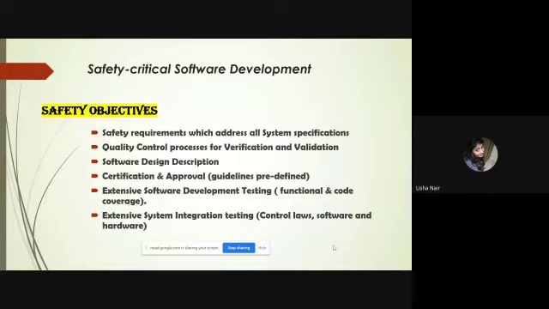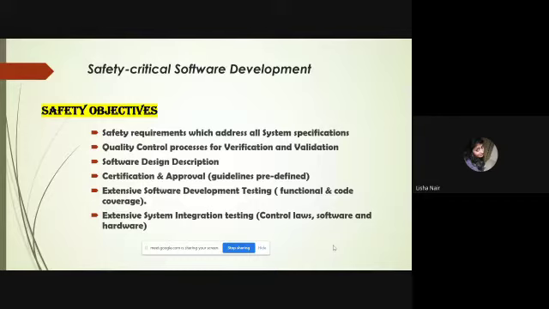Then we have the certification and approval. Once you have all this defined and the quality process assessed, you have the certification and approval that it has to go through. Only when those certifications are achieved, with a few guidelines.